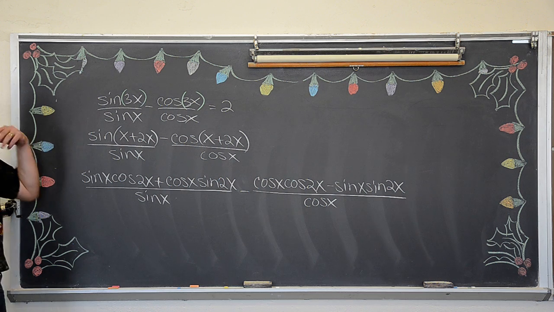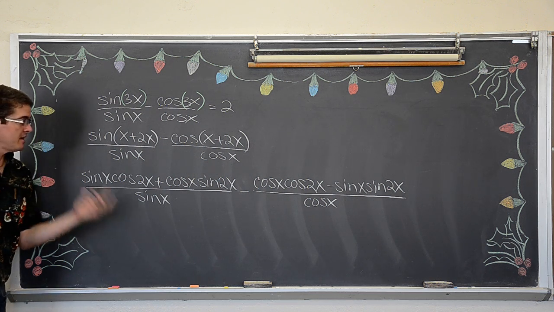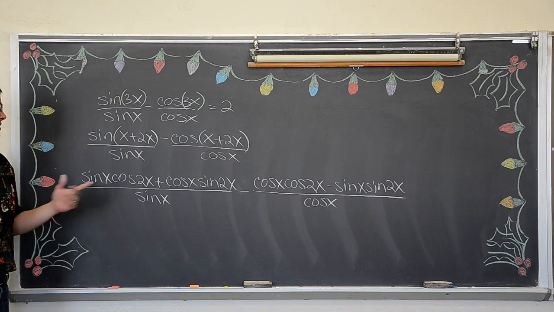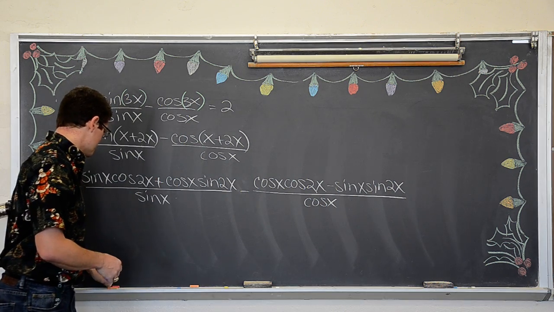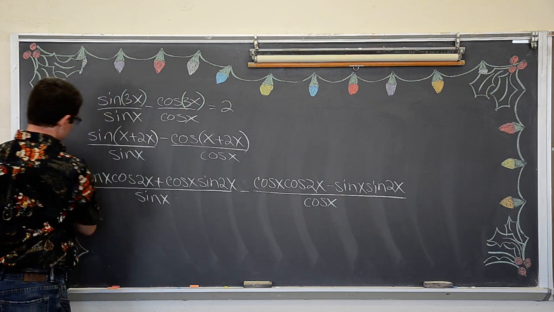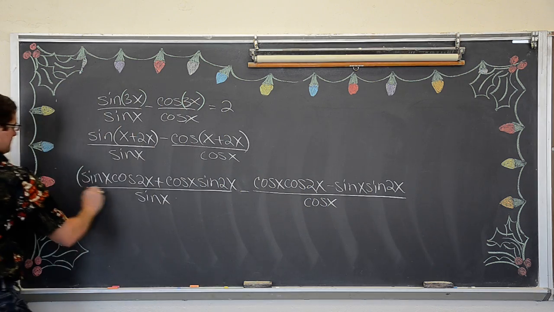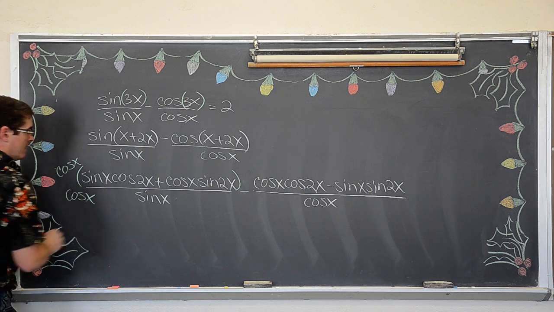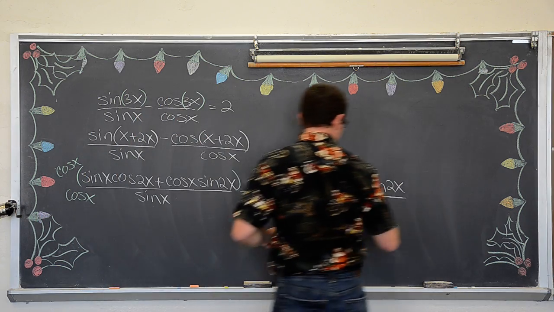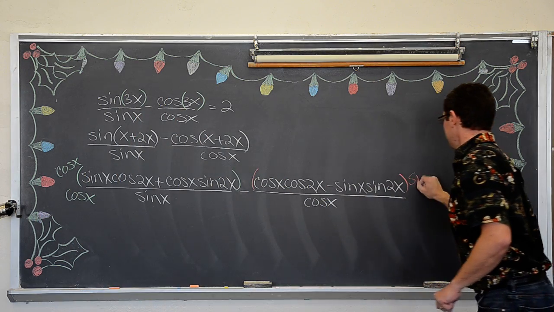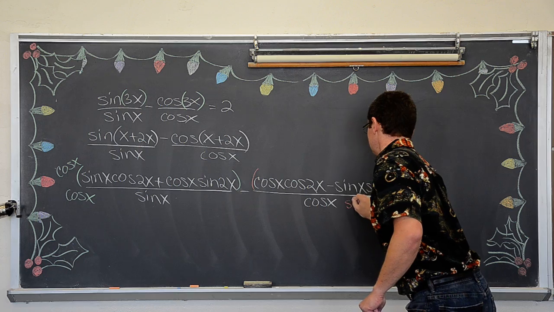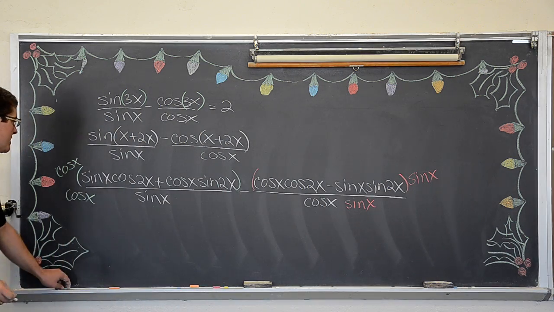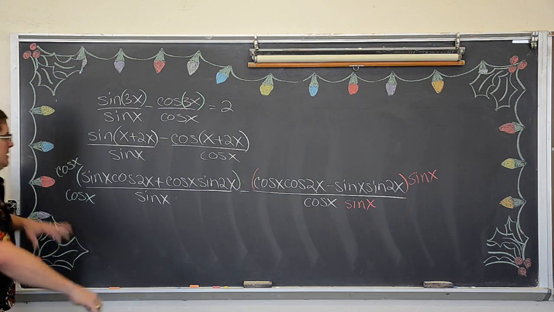Now I've got two humongous fractions that need to come together, and clearly a lot of stuff is going to cancel because the answer is 2, right? So we need a common denominator, so I'm going to multiply this entire fraction by cosine on the top and bottom, and sine x on the top and bottom. Woo! Man, now I have to write an even longer sentence.